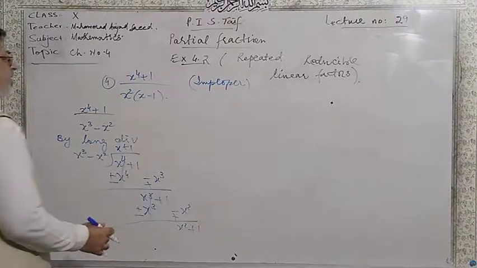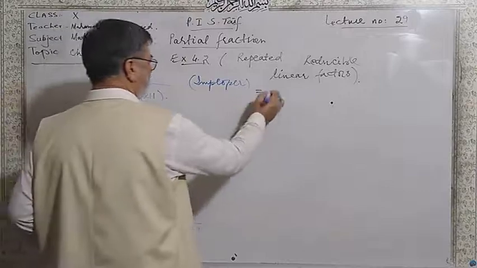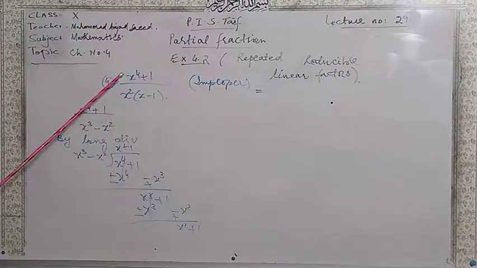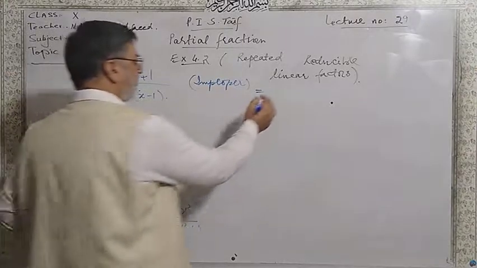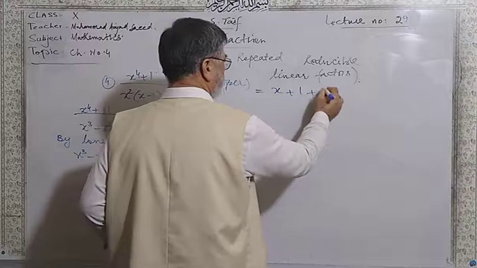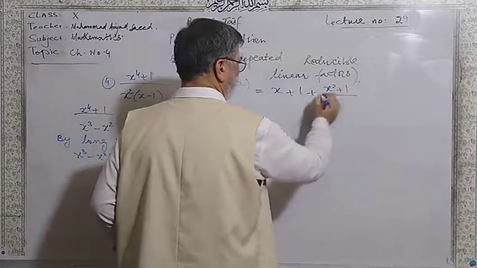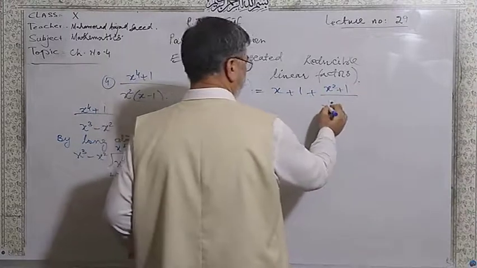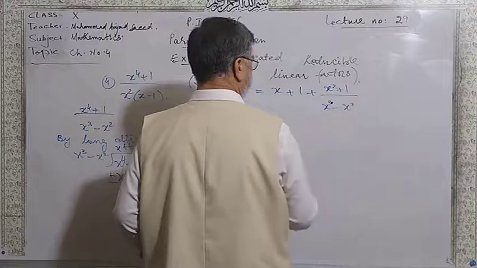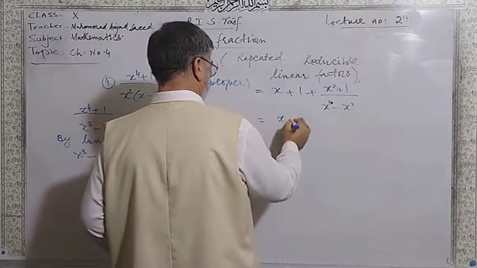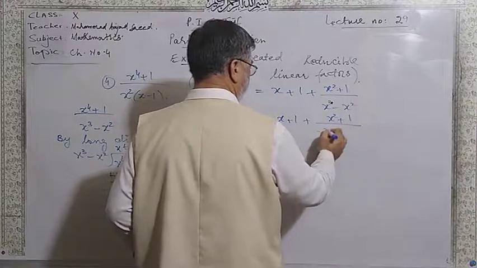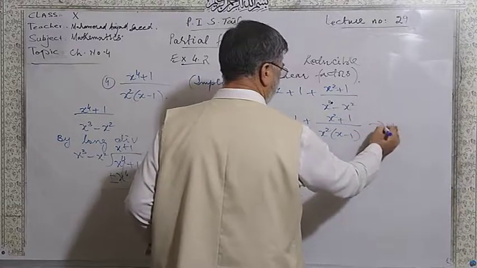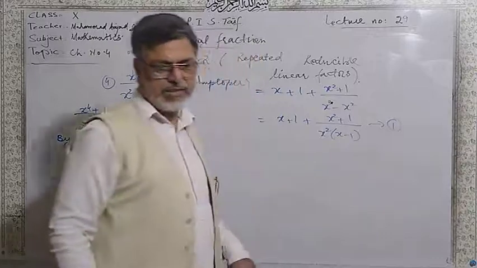Dear students, you can check this improper fraction is converted into proper fraction, that is x plus 1 plus (x square plus 1) divided by (x cube minus x square). Or x plus 1, (x square plus 1) divided by x square common into (x minus 1). That is number 1.